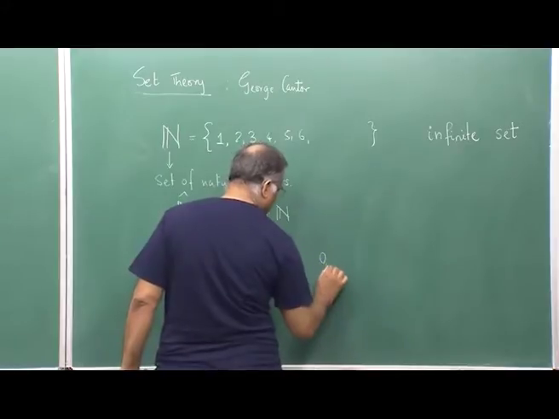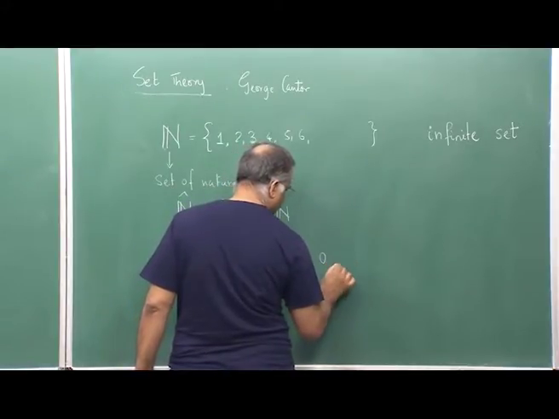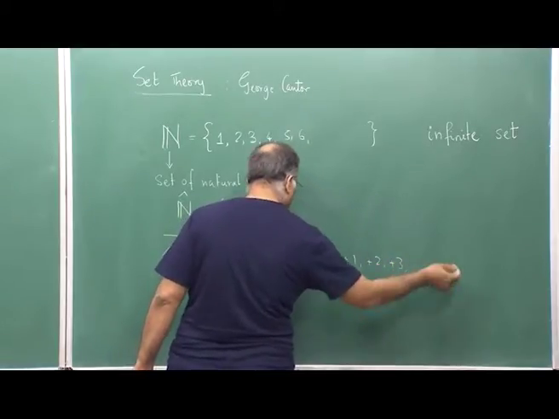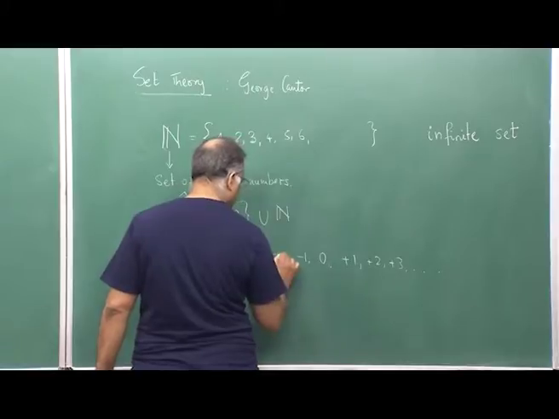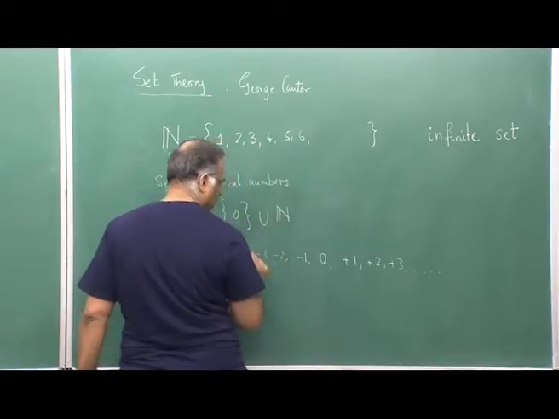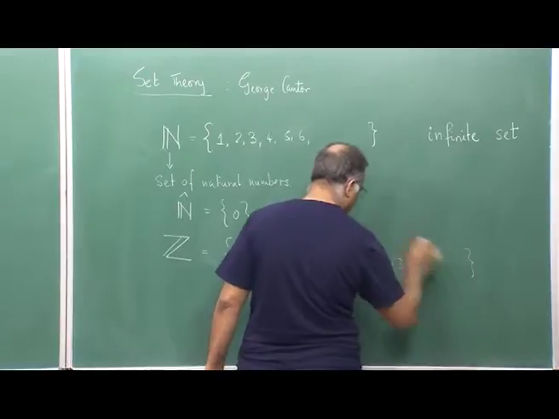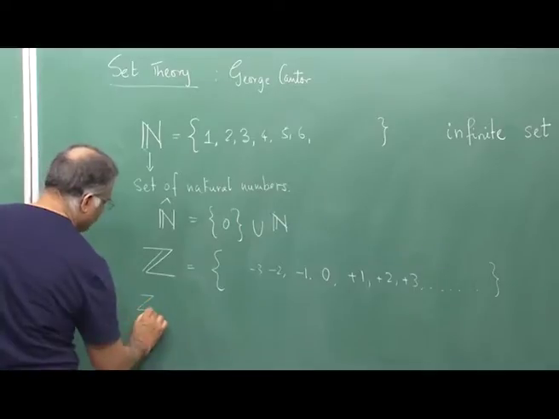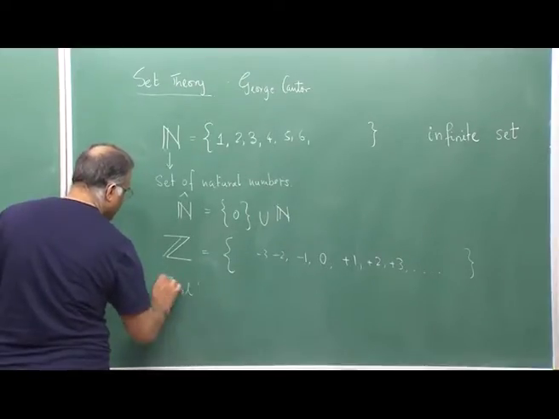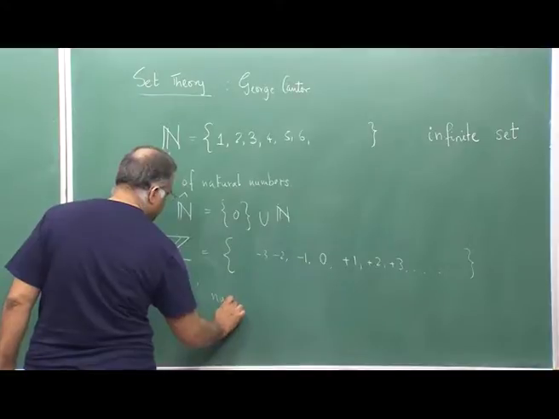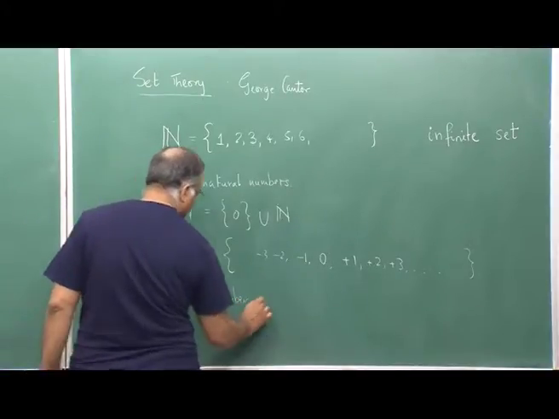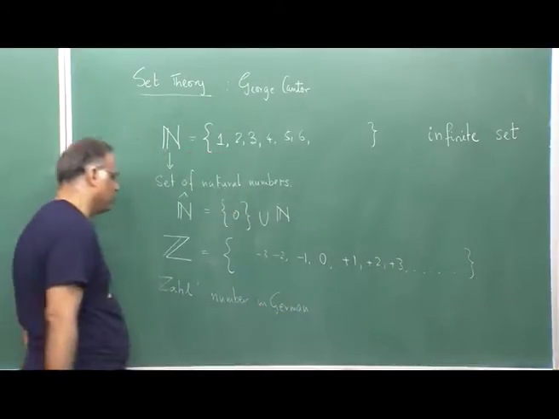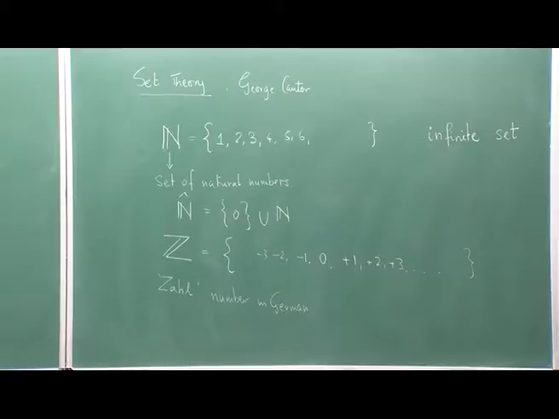So, the set of all integers contains 0, contains 1, 2, 3, just to separate them from minus 1, minus 2, minus 3. This is also an infinite set. This Z, this symbol comes from the word Zahl. Zahl actually means number in German. If I am not mistaken, possibly Richard Dedekind, a German professor, at first introduced this symbol.